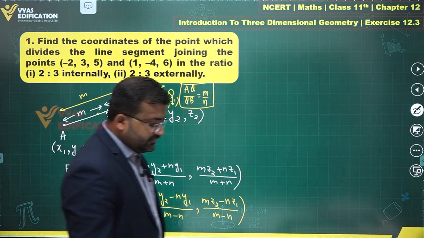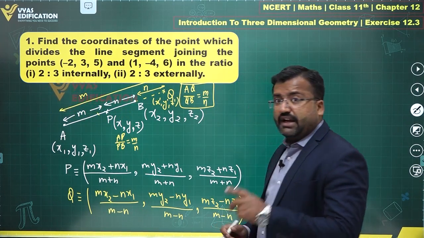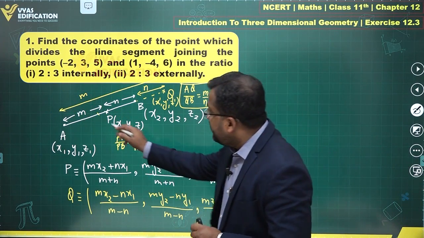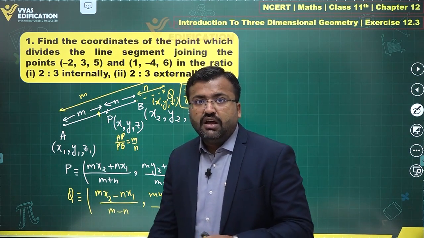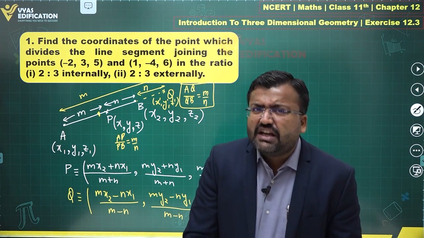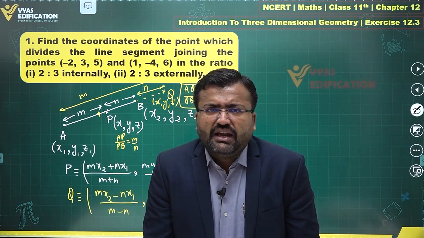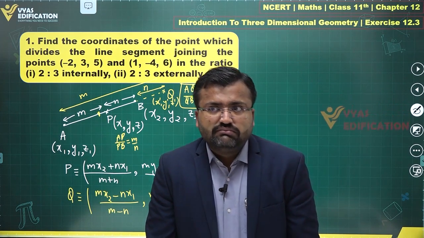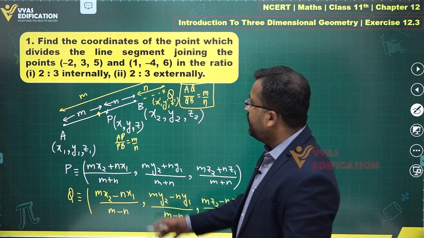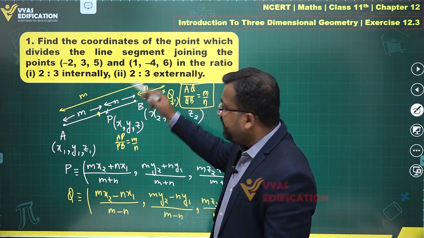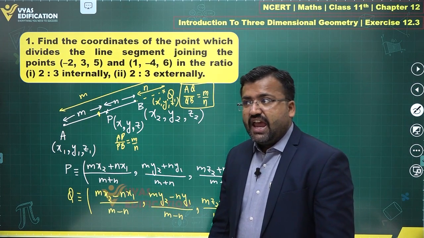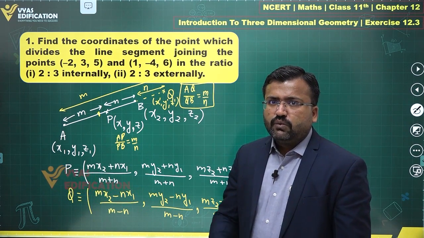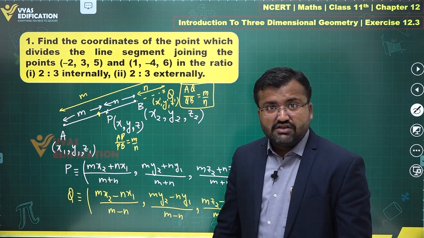Right? So that's something which you can observe clearly. For internal division, m equals n implies the point lies at the middle point. For external division, can we have m is to n equal to 1 is to 1? That will be difficult actually. So if you have an external division point, then in that case, m upon n cannot be 1.